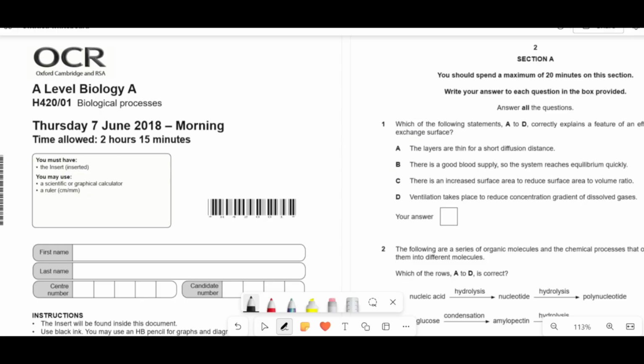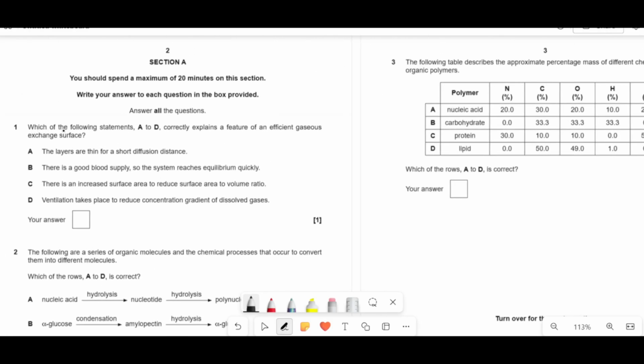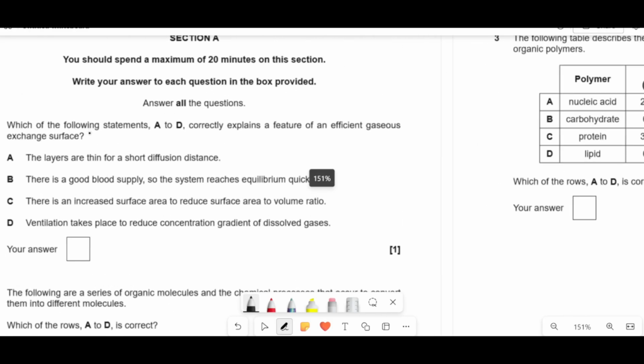Hello everybody, welcome back to another episode of the A-Level Cookbook. Today we're going to be doing the OCR A-Level Biology A June 2018 paper. So let's get started. Which of the following statements correctly explains a feature of an efficient gas exchange surface?